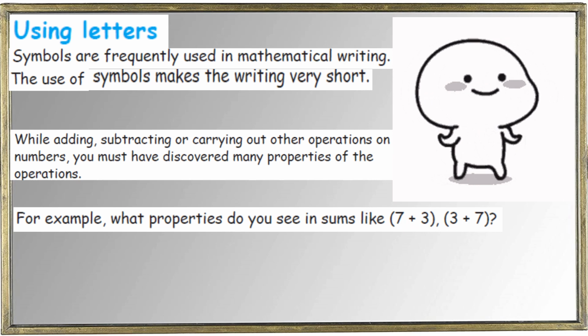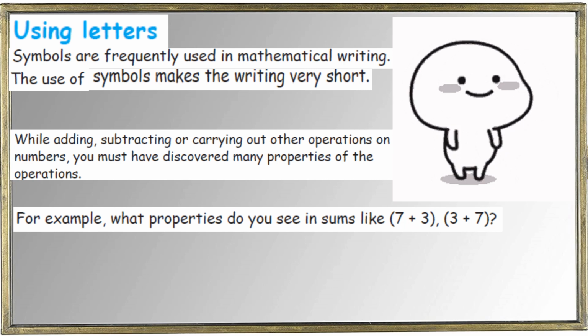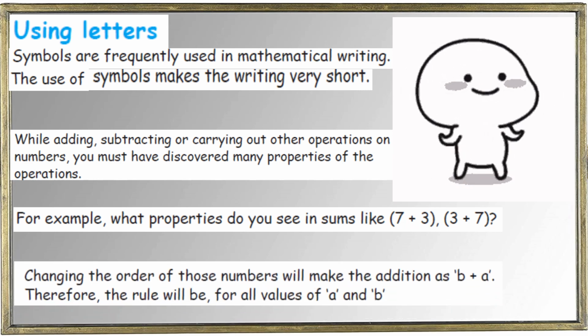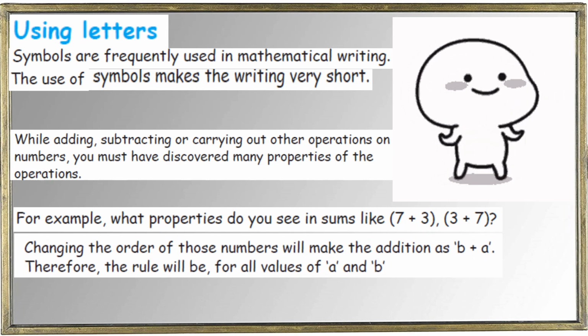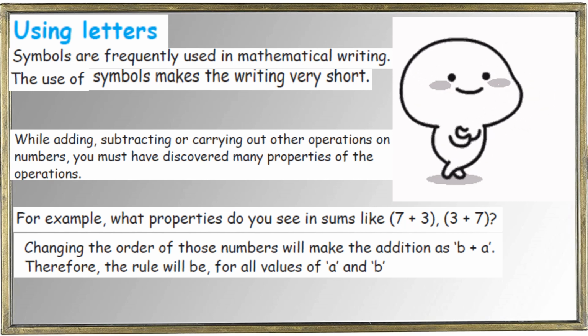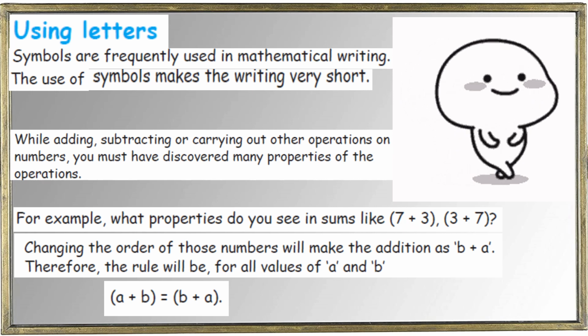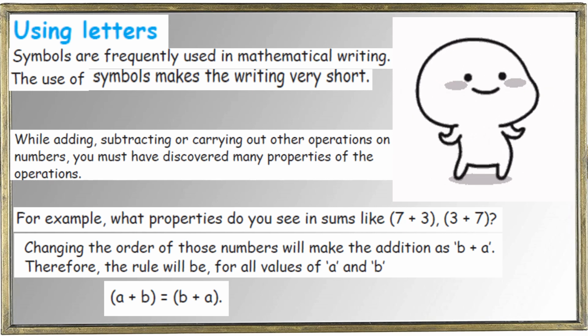So for example, what properties do you see in sums like 7 plus 3 and 3 plus 7? See, both are the same, isn't it? We just interchange, that's it. So changing the order of those numbers will make the addition b plus a, right? Therefore, the rule will be for all the values of a and b, that is, a plus b is equal to b plus a. Am I right? Okay. So instead of given numbers, we give some letters to make the properties.